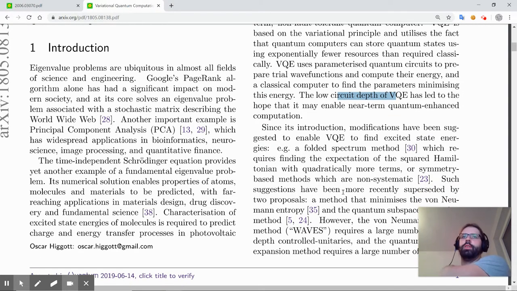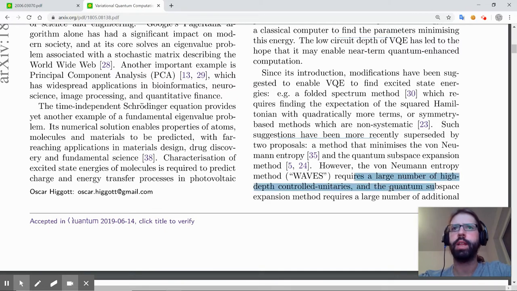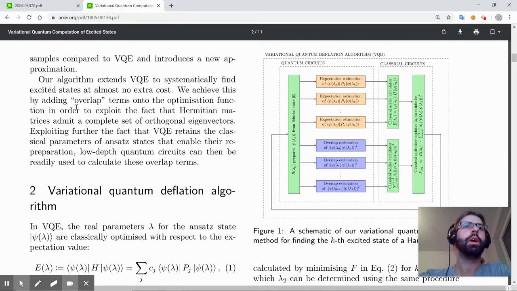The low circuit depth of VQE has led to modifications being suggested to enable VQE to find excited state energies. For example, the folded spectrum method, which requires finding the expectation of the squared Hamiltonian with quadratically more terms, or symmetry-based methods. Okay, I don't know anything about that. Such suggestions have more recently been superseded by two proposals: a method that minimizes the von Neumann entropy and the quantum subspace expansion method, which require a large number of high-depth controlled unitaries and a large number of additional terms. Okay, we can dive into those examples maybe later as a curiosity as well.